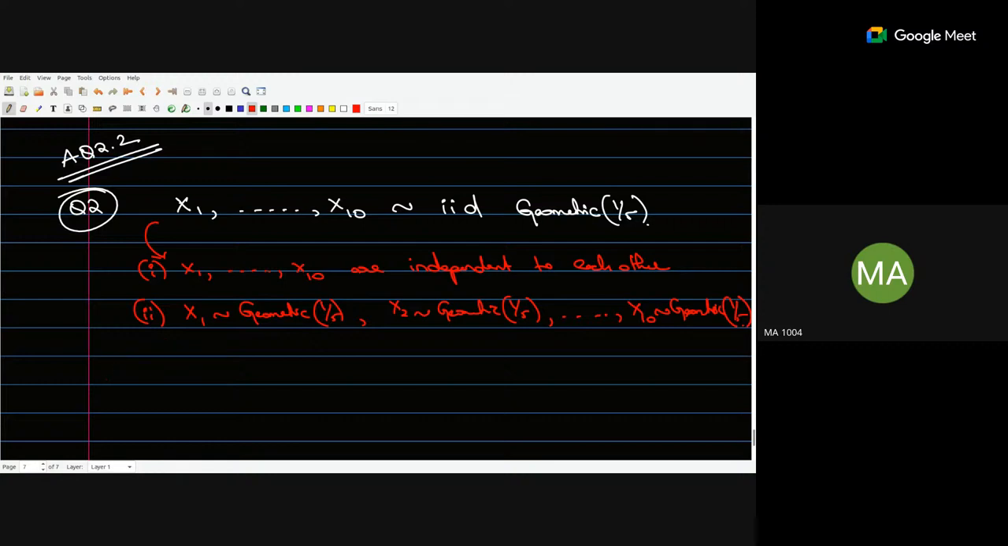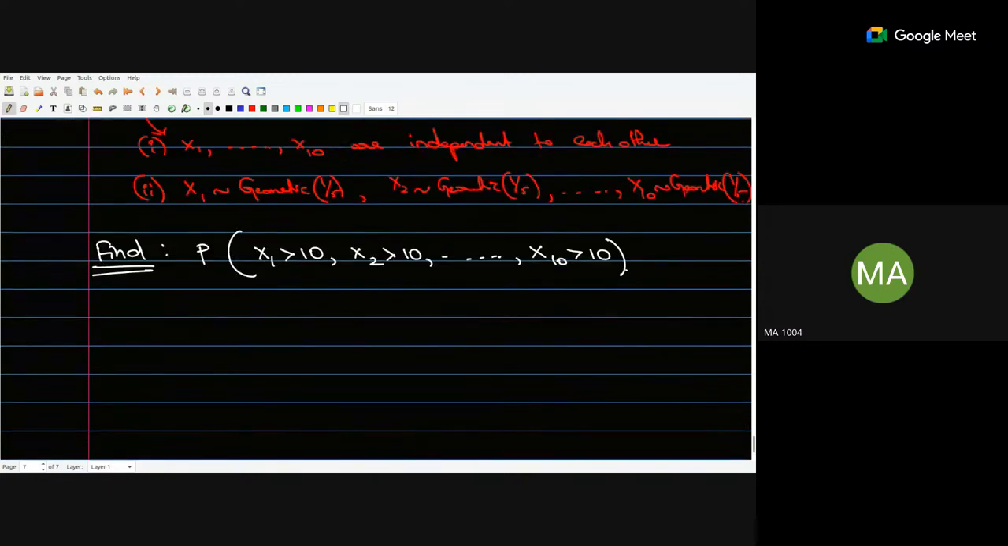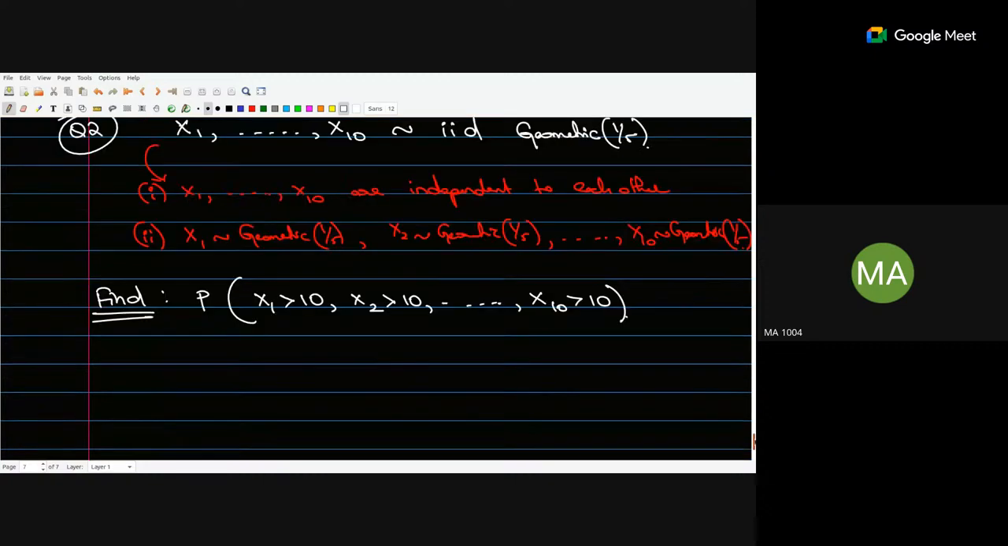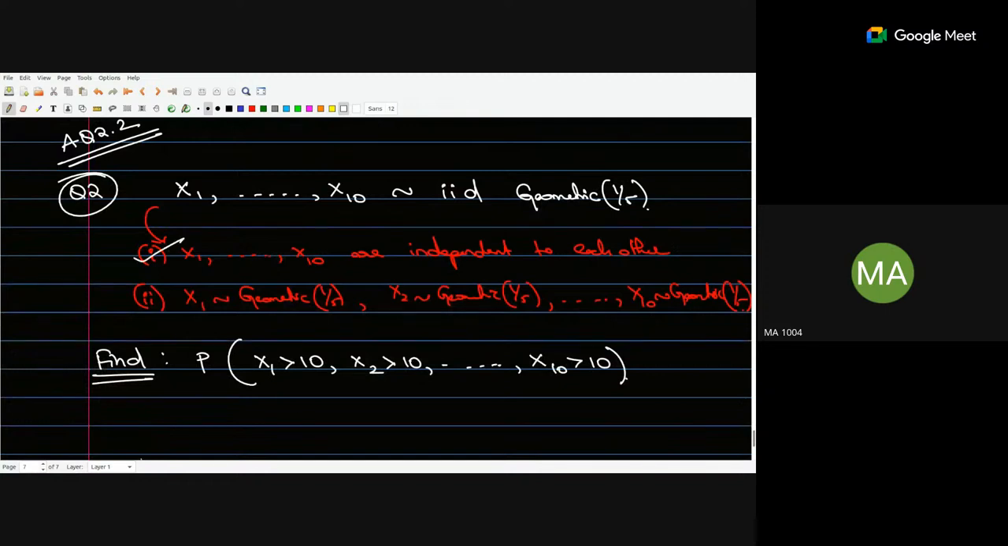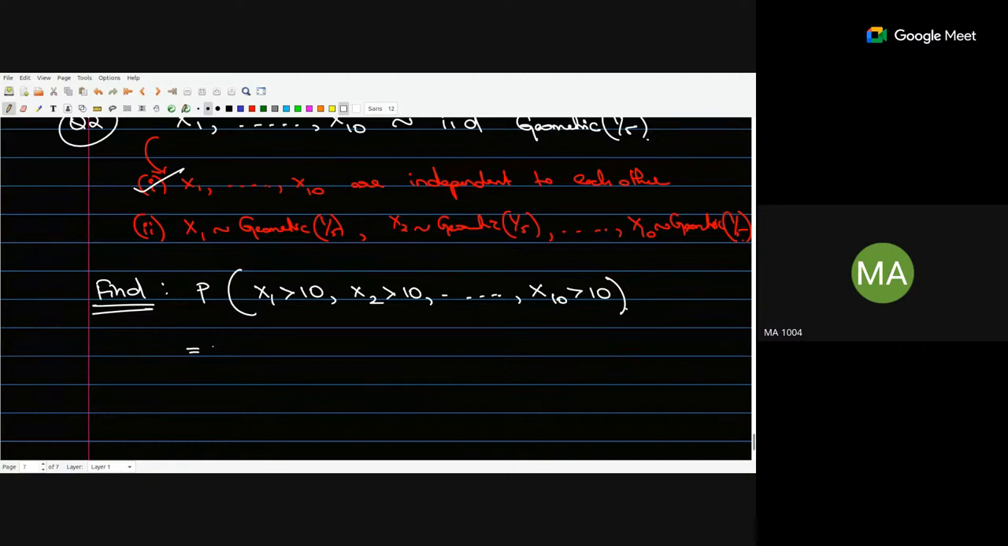So now what do we have to find? We have to find the probability that X1 is greater than 10, X2 is greater than 10, and so on, X10 is greater than 10. So this is just the joint. And since they are independent of each other, if I impose this first condition, how can I write this? Probability of X1 greater than 10 times probability of X2 greater than 10, up to probability of X10 greater than 10. So I can simply write it as a product of marginals. This is the condition I use.